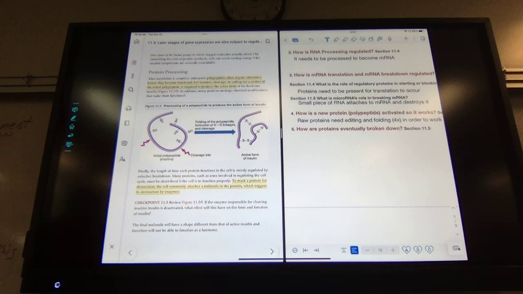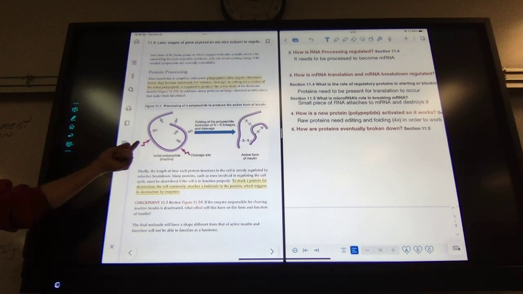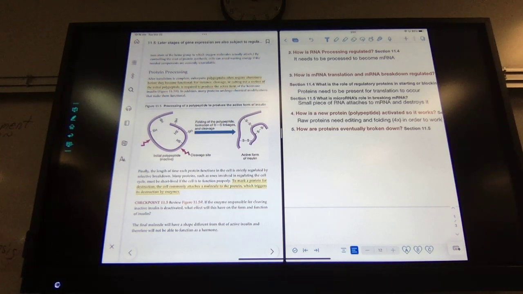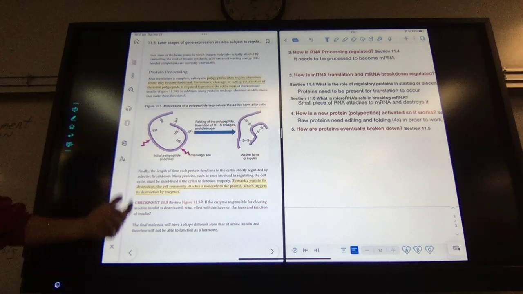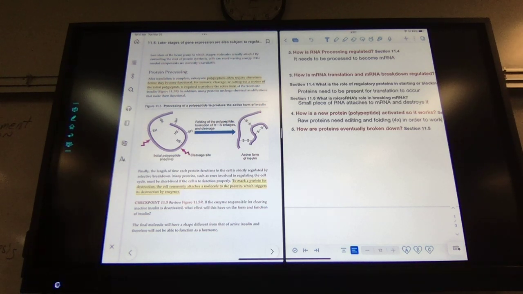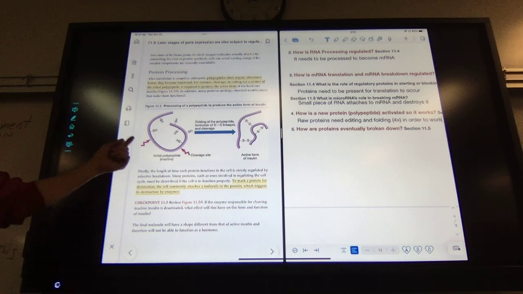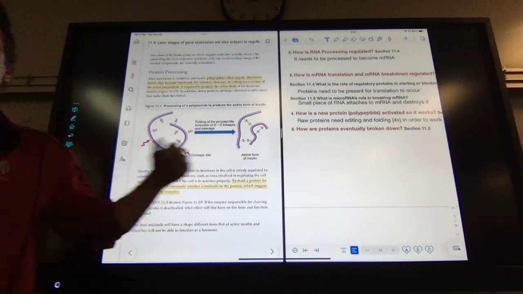So there's an organelle that will do this. If it was made and doesn't make its way over there, the cell can still control it. In response to you eating spicy food, it might be trying to make an enzyme to break it down. But then if it's all done and the food isn't there anymore, it would go, oh, sorry, don't need this anymore. And then it would just destroy it. So question number 5, how are proteins eventually broken down?